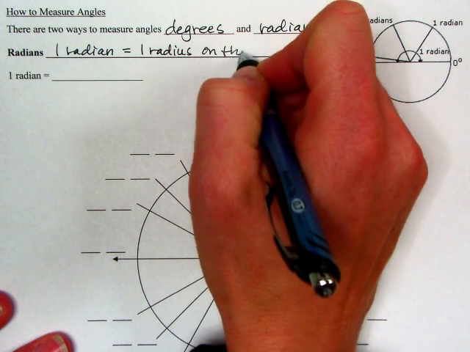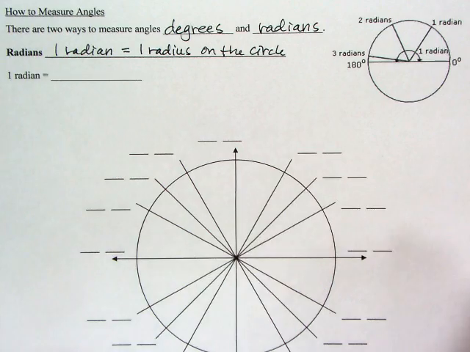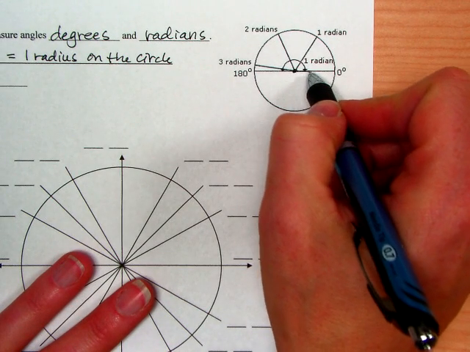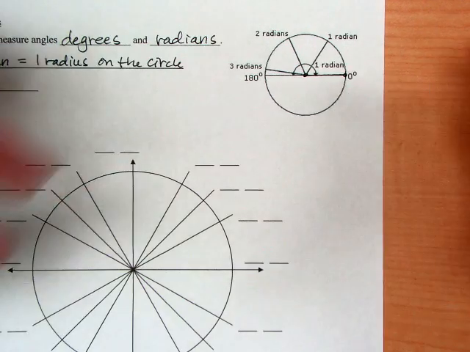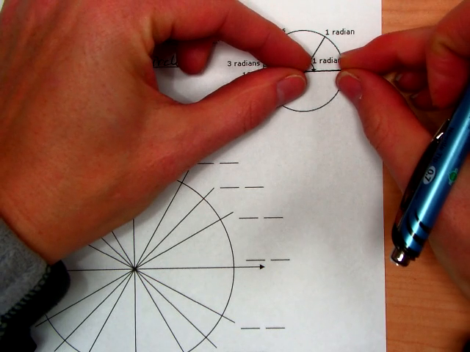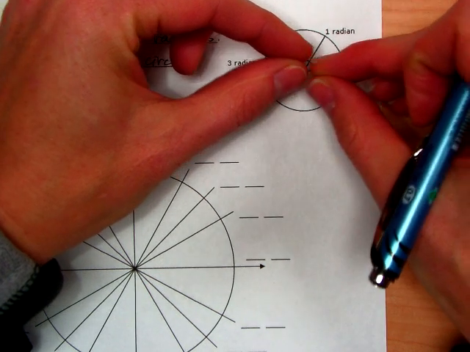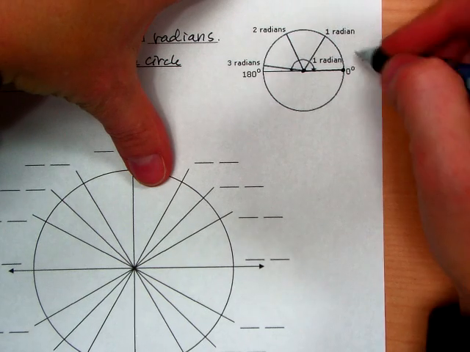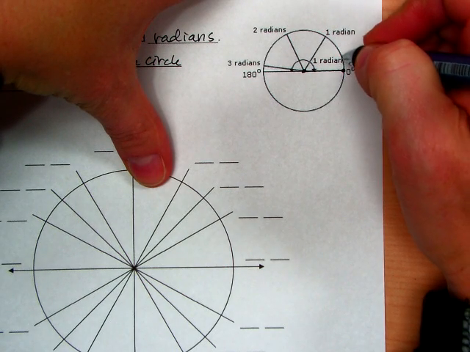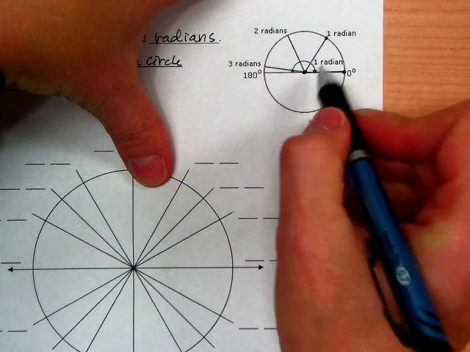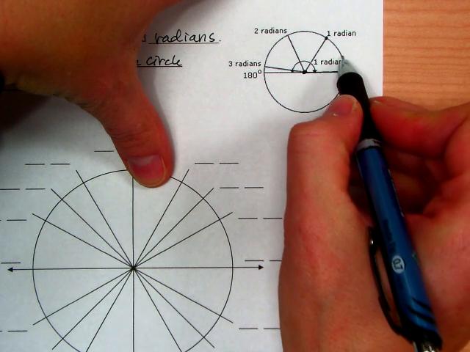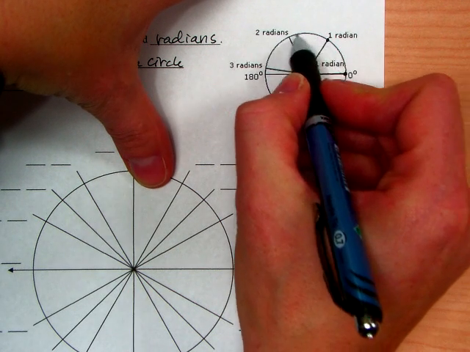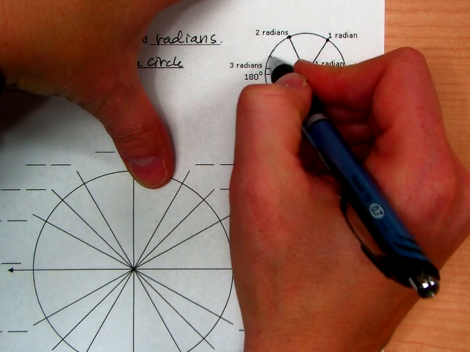And I'll explain what I mean by that. If you were to measure from the center out, which is a radius, and imagine that was a piece of string, so I laid a piece of string there, kind of wiggly, kind of bendy. And if I took that piece of string, that distance, and laid it along the outside edge, the distance it would reach is called 1 radian. So if I took 1 radius and laid it on the outside edge, that distance would be called 1 radian. If I laid it again, that would be 2 radians. A third one would be 3 radians.